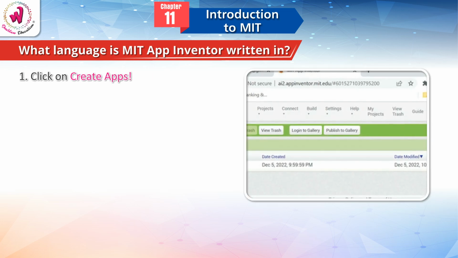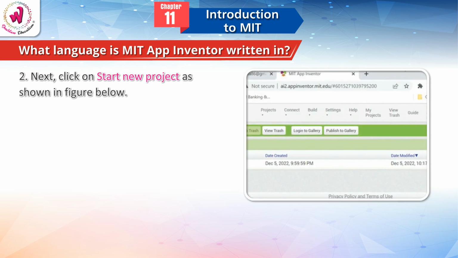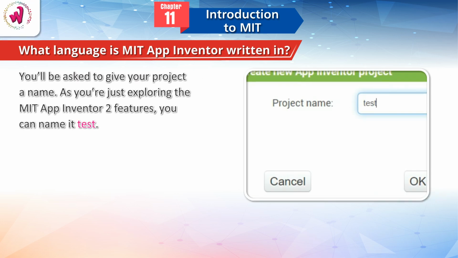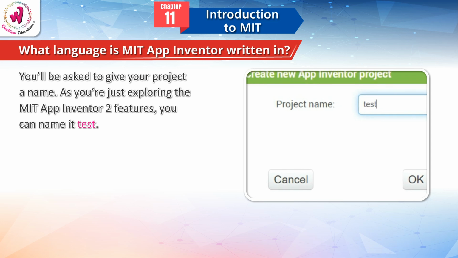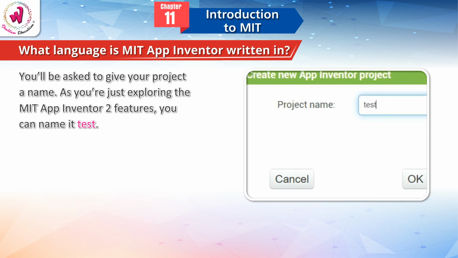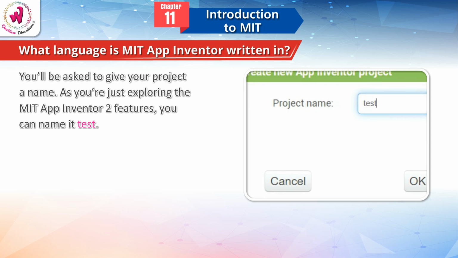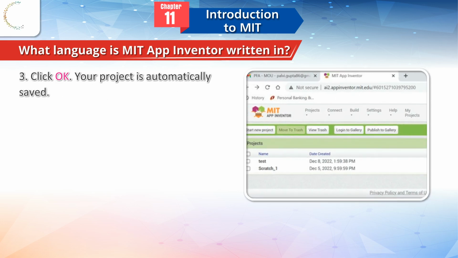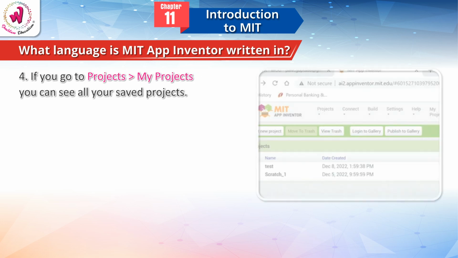1. Click on Create Apps. 2. Next, click on Start New Project as shown in the figure below. You'll be asked to give your project a name. As you're just exploring the MIT App Inventor 2 features, you can name it Test. 3. Click OK. Your project is automatically saved.